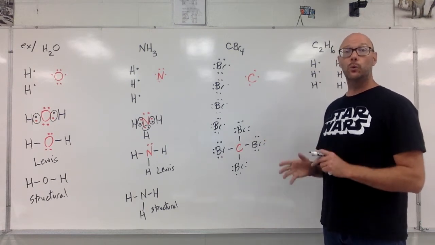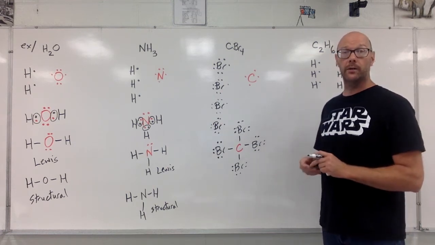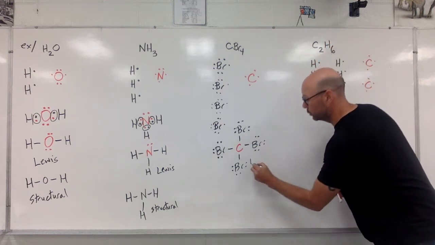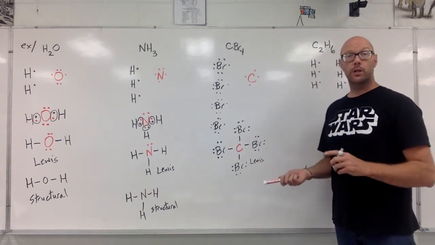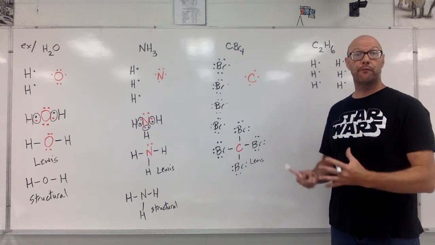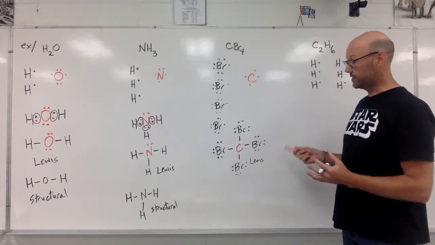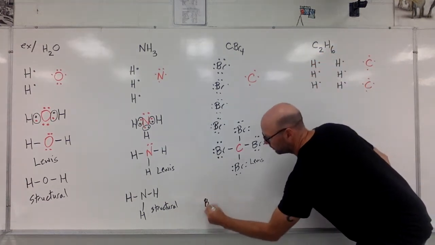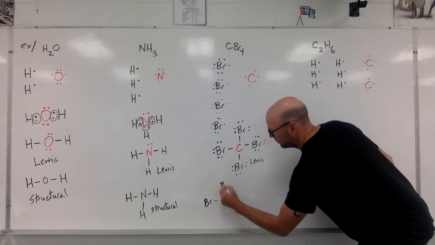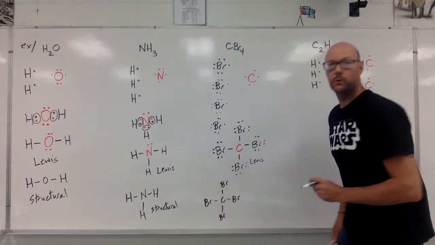When I'm doing the Lewis diagram, I can't forget to include the lone pairs. This is Lewis. When I do the structural diagram, I might actually prefer the structural diagram because I don't have to worry about the lone pairs. It's the same thing, no lone pairs. Looks something like that.